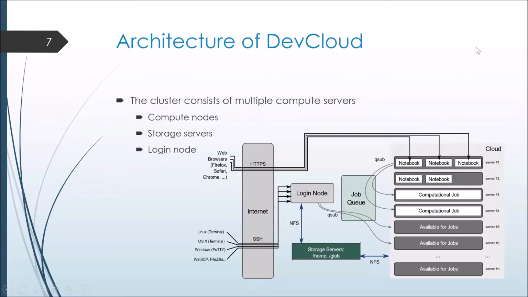This slide shows the architecture of DevCloud. The cluster consists of multiple compute servers, consists of compute nodes, storage servers, and login node.